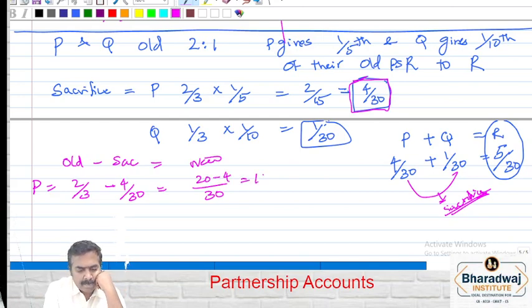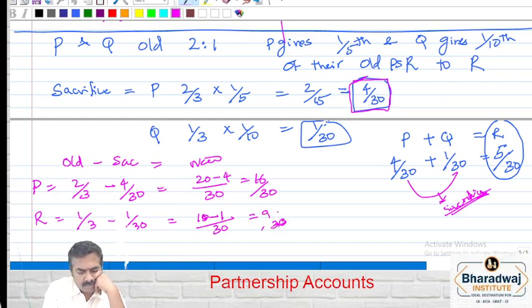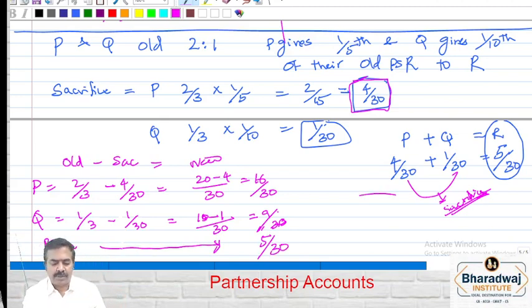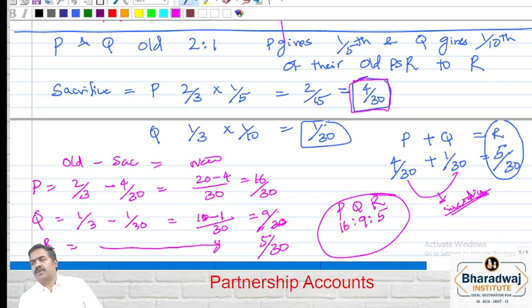We can take it up. One by 3 minus, Q. Or directly we know 5/30. What is the new ratio? 16:9:5.